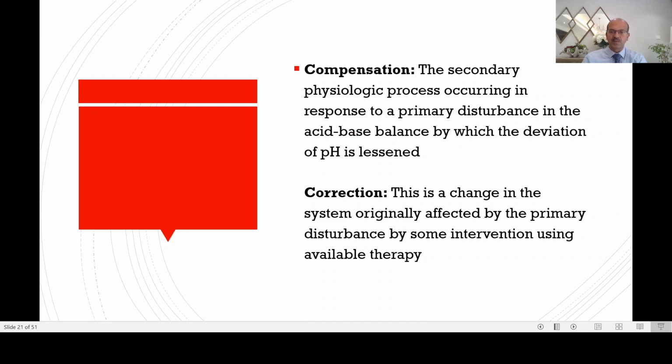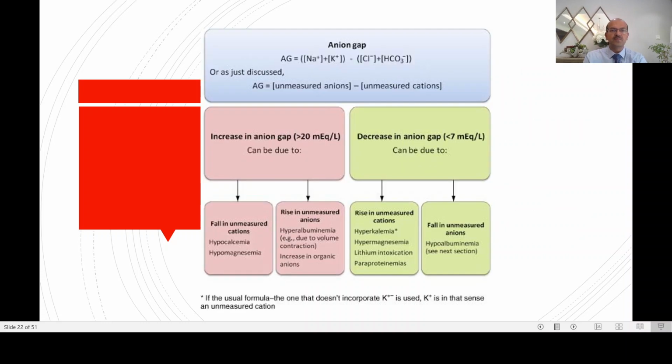Correction is a change in the system originally affected by the primary disturbance from some intervention. So if you are looking at the acid-base system and you are intervening, you are correcting it. It may be changes in the ventilation that you make. It may be providing additional support like ventilation or fluid correction. It may be inotropic support where the perfusion is limited, or it can be correction with bicarbonate. We will be discussing this briefly in the correction mechanism.